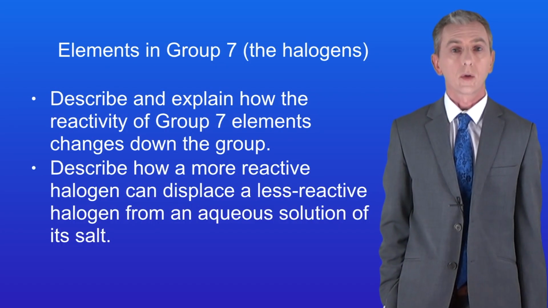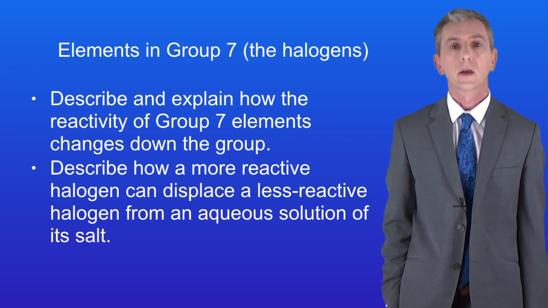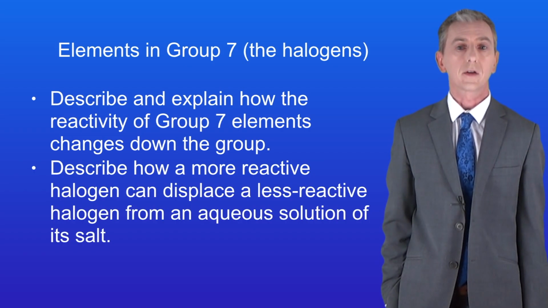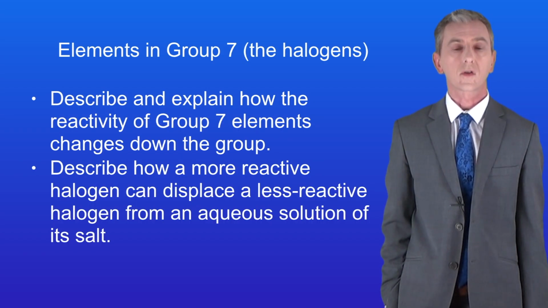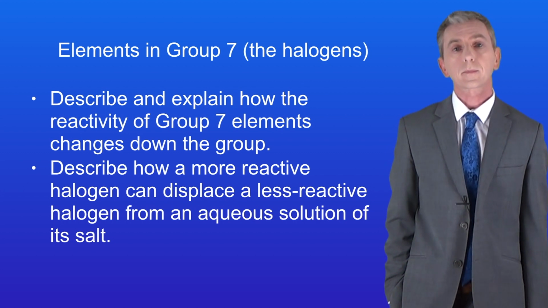By the end of this video, you should be able to describe and explain how the reactivity of group 7 elements changes down the group. You should then be able to describe how a more reactive halogen can displace a less reactive halogen from an aqueous solution of its salt. This all sounds a bit tricky, but I can tell you that it's not. Stick with it and you'll get it.